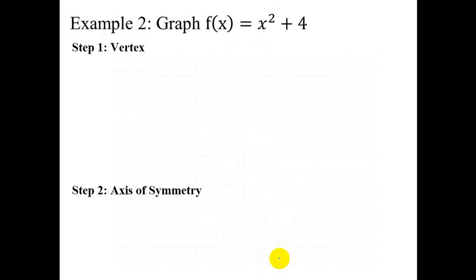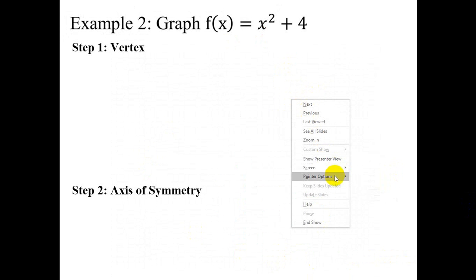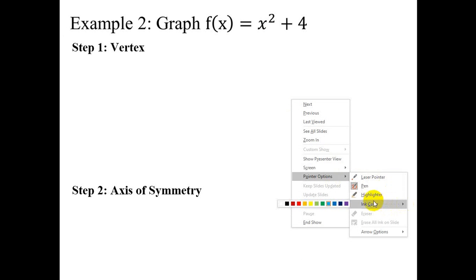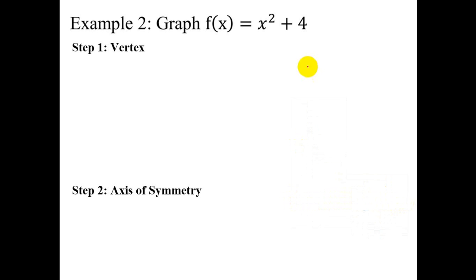Now let's proceed to the next example. Graph f of x equals x squared plus 4. So the first thing is check if it is a complete quadratic function. And based on what we are seeing, it's not a complete quadratic function because the linear term bx is not present. Then the next thing that you have to check is if it is arranged already in its standard form. And based on what you are seeing as well, it is already arranged in standard form.